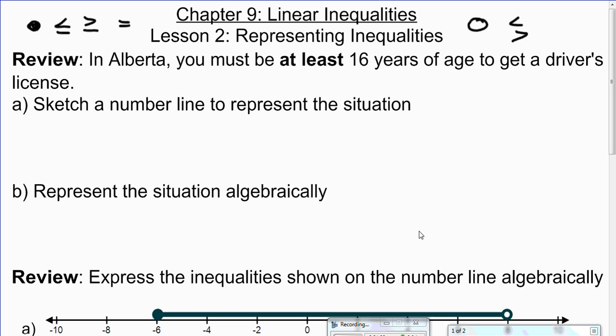Okay, so just kind of a review of what we did in lesson 1. It says, in Alberta, you must be at least 16 years of age to get a driver's license. Some of you will be getting those soon. That terrifies the life out of me. I will stop driving at that point, I think. So anyway, we're going to make a number line to represent the situation.